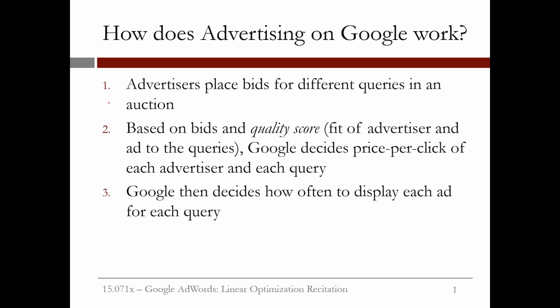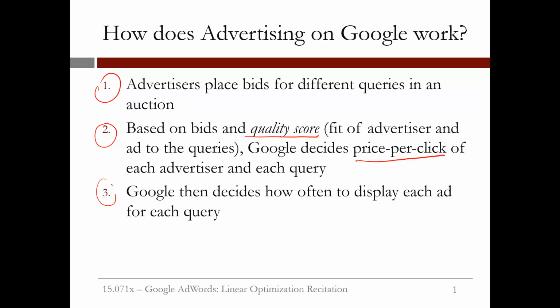The process by which Google determines which ads to display for which queries consists of three key steps. First, Google runs an auction where advertisers place bids for different queries that they want to display their ads on. Next, Google uses each bid and a metric known as the quality score, which basically measures how well a particular ad fits to a particular query, to decide a quantity known as the price per click.